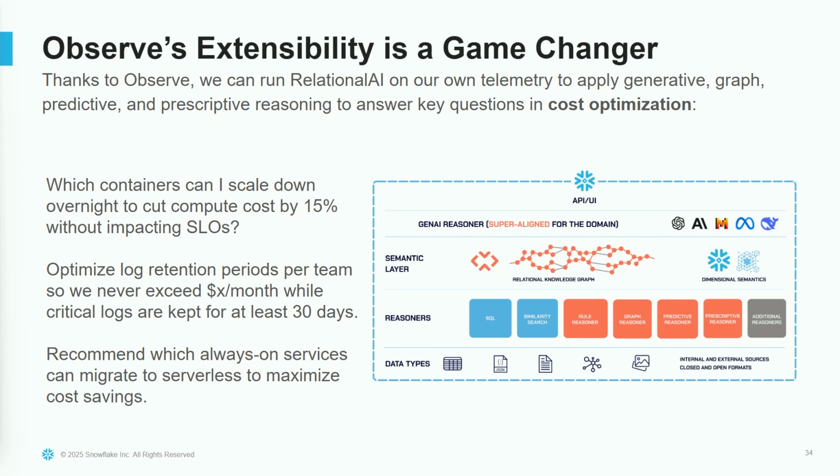Again, the overall theme is the same. There are hard questions that we need to answer about our business. We can't really do this with SQL. We need to go beyond. We need different types of reasoning. And we need a unified model, the relational knowledge graph, that we can query to answer these questions. In this case, there's prescriptive reasoning as well, right? There are constraints. We want to search the solution space and find a solution that stays within these constraints: 15% compute cost, no impact to SLOs, don't exceed this dollar amount, keep this for at least 30 days, etc.